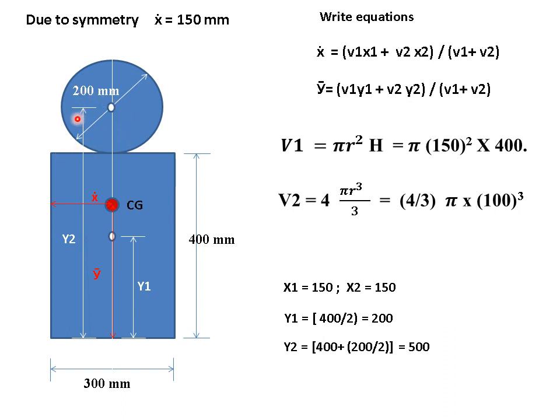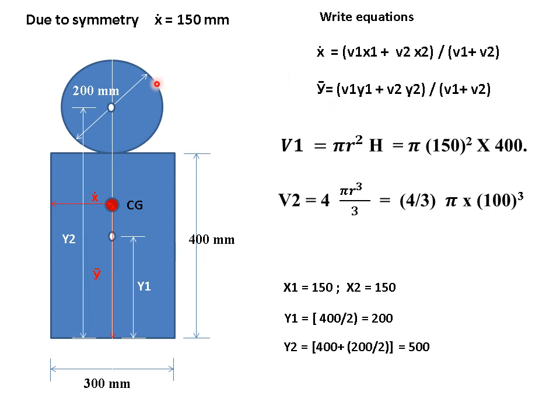A sphere is resting on a cylinder. So sphere diameter is 200 mm, cylinder diameter is 300 mm. But sphere is resting exactly above the center of the cylinder. So from left edge it will be 150 millimeter for cylinder, and for sphere also from left edge it will be 150 millimeter. So half of the base.